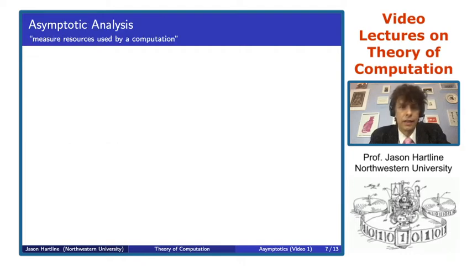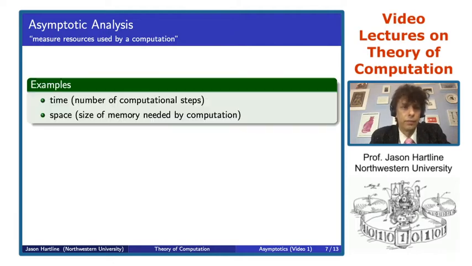Asymptotic analysis looks at measuring the resources used by a computation. Two canonical examples of resources that may be used by a computation are the amount of time the computation takes in terms of basic computational steps, and the amount of space the computation uses in memory.